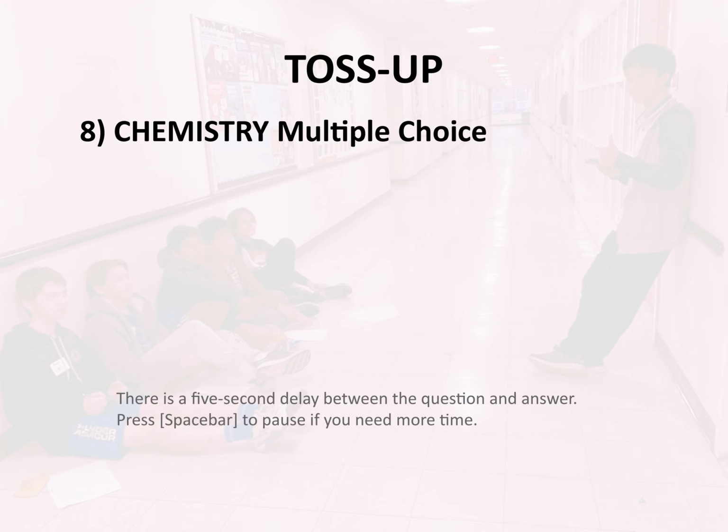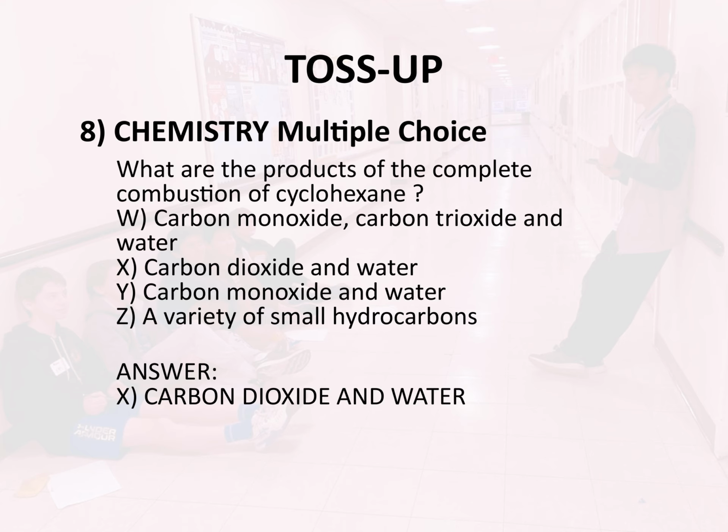Toss-up 8. Chemistry. Multiple choice. What are the products of the complete combustion of cyclohexane? W. Carbon monoxide, carbon trioxide, and water, X. Carbon dioxide and water. Y. Carbon monoxide and water. Z. A variety of small hydrocarbons. Answer: X. Carbon dioxide and water.